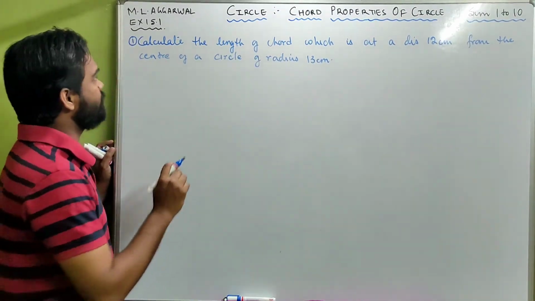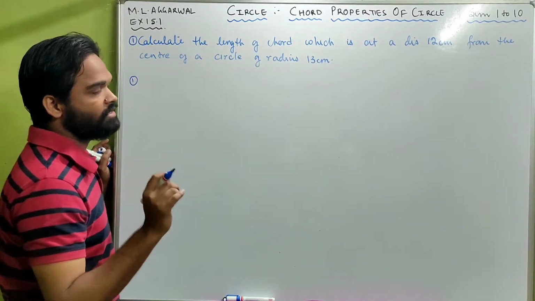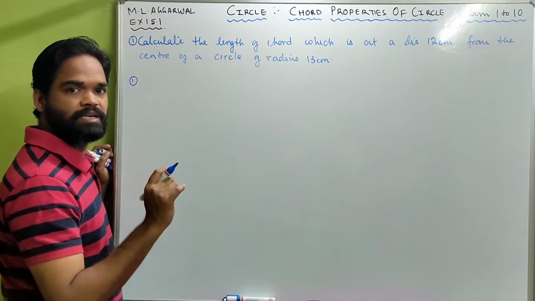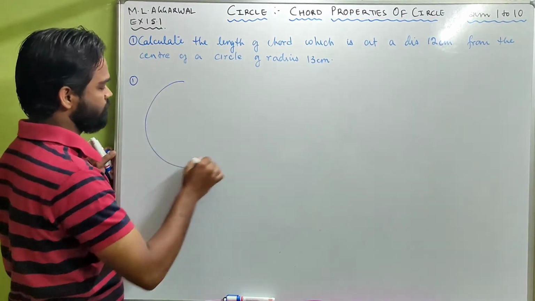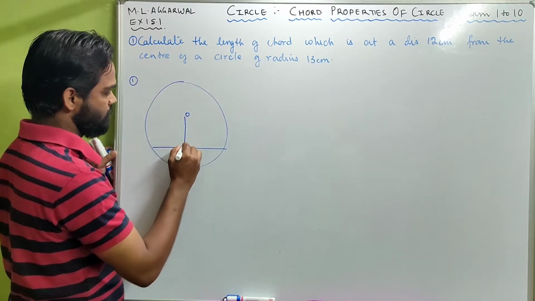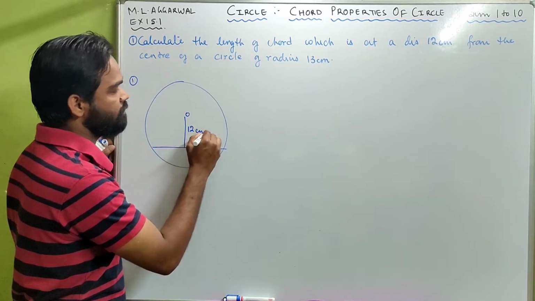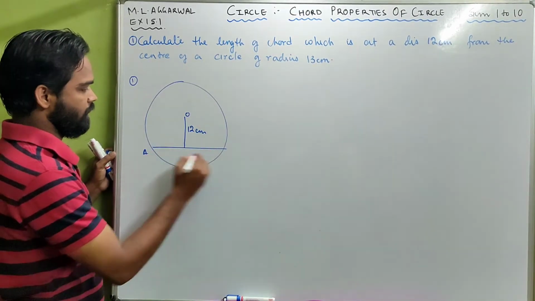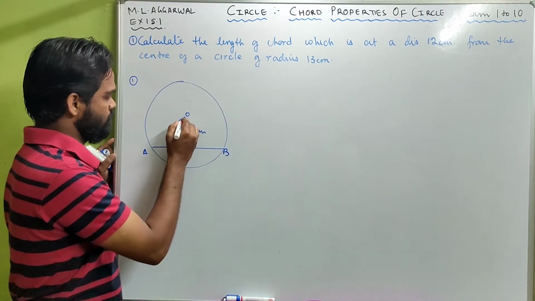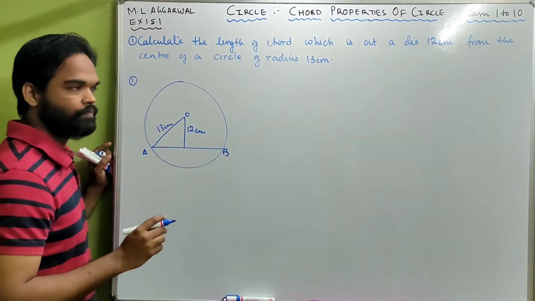Now look at sum number 1, exercise 15.1. Calculate the length of the chord which is at a distance of 12 cm from the center of a circle of radius 13 cm. Just draw the diagram. Very easy. There's a chord. This is the center. The length from the center is 12 cm. This is called AB. And the radius of the circle is 13. So we can say OA is 13 cm.